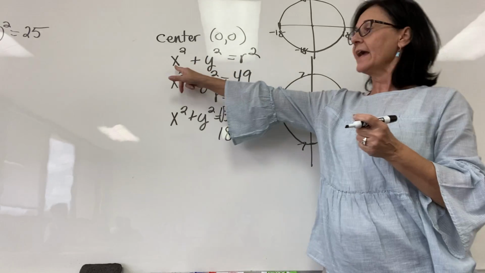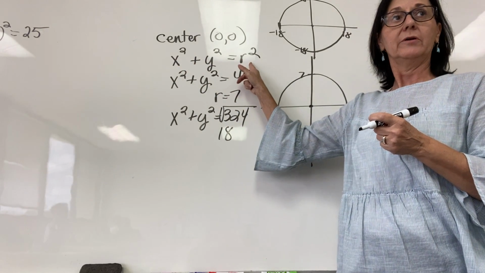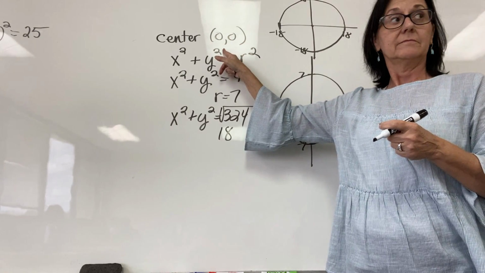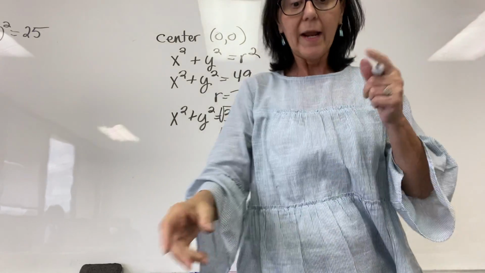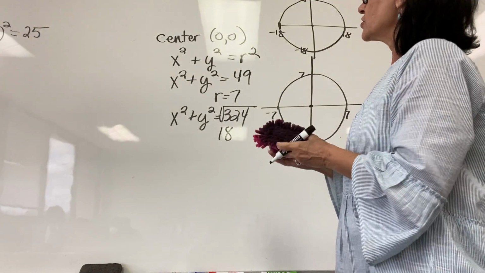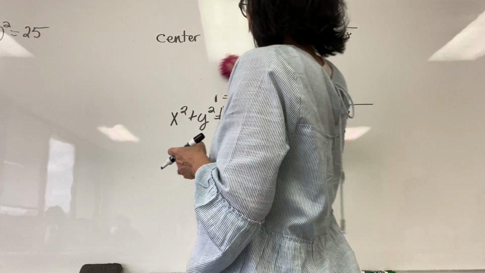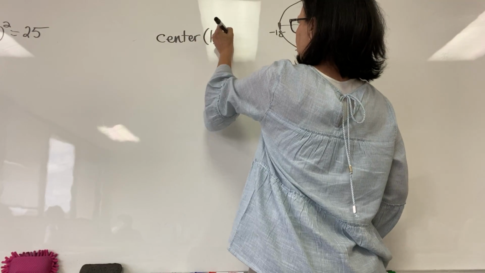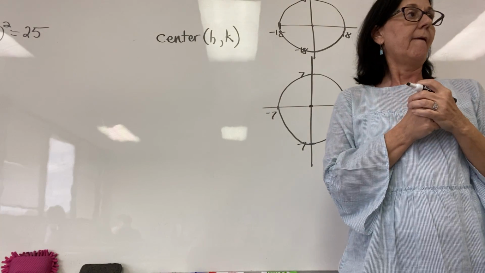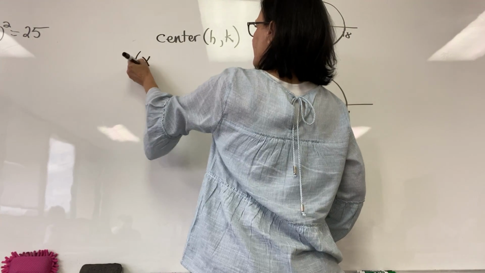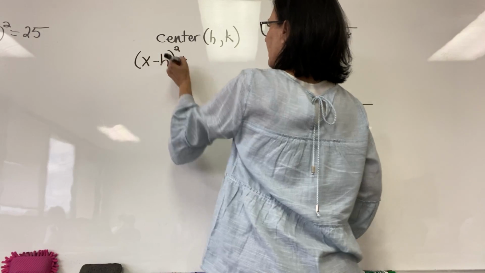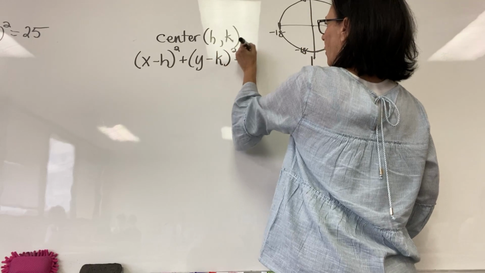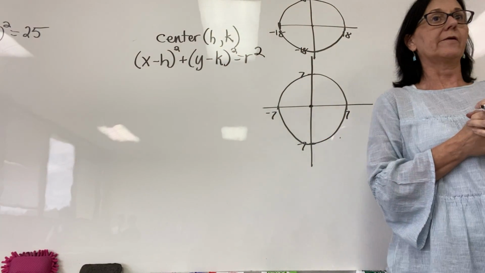All right, so when you have x squared plus y squared equals a number, we know the center of the circle is at 0, 0. Okay? What happens is the center changes. So the center is going to be this value h, k, such that x minus the value of h squared plus y minus the value of k squared equals the radius squared.